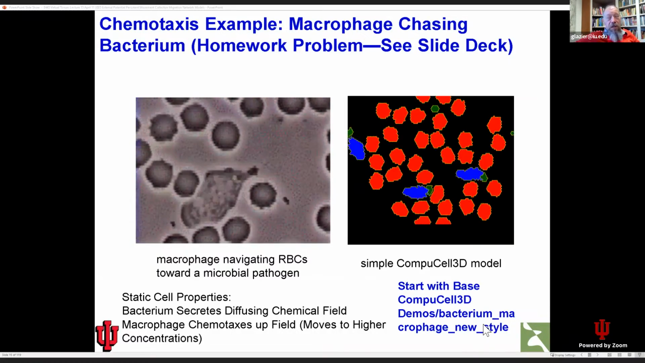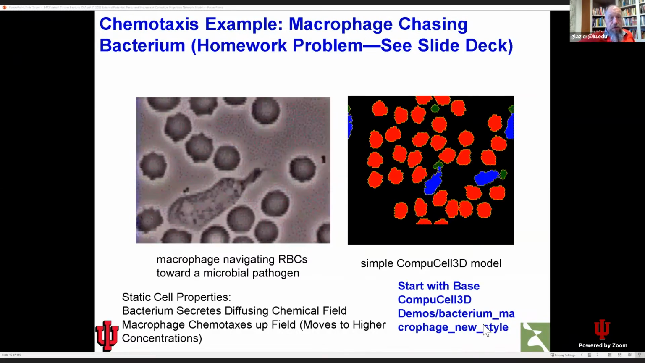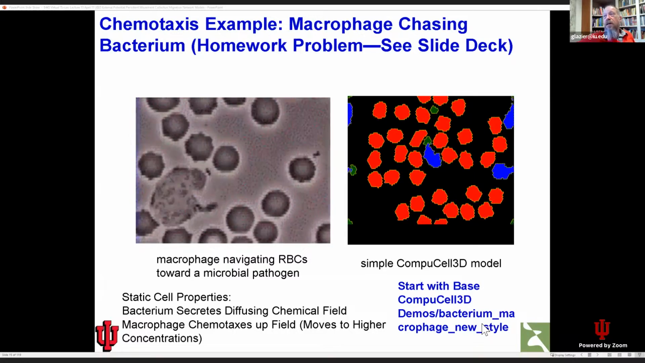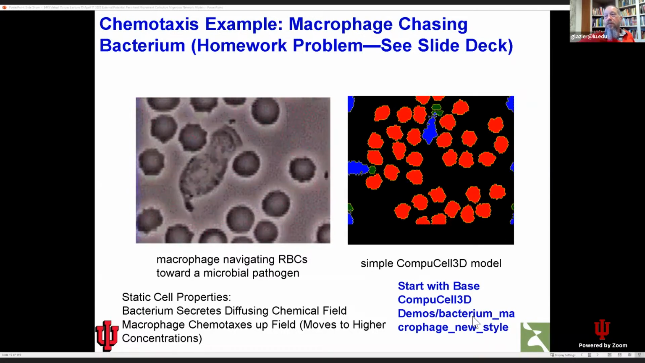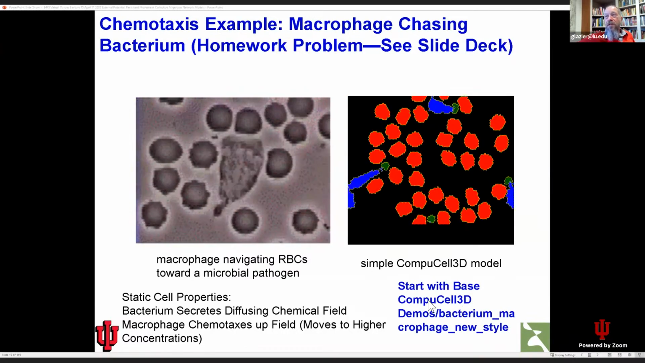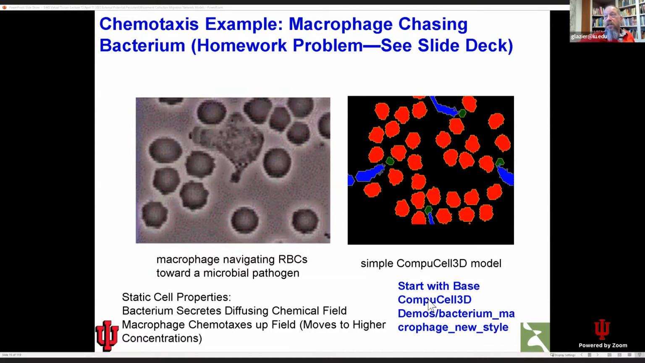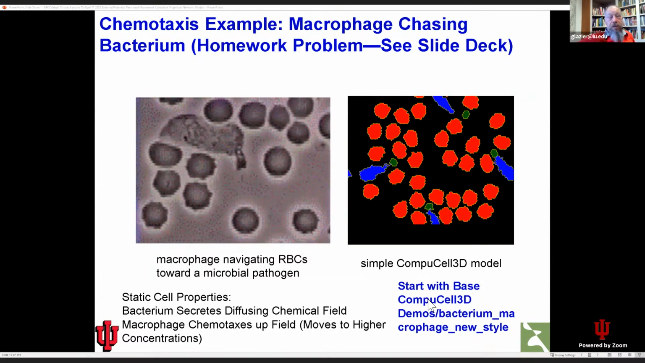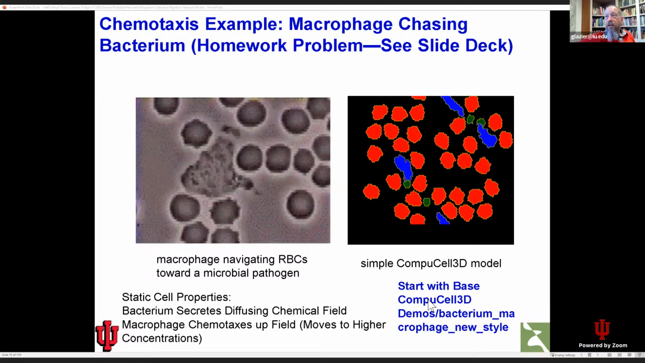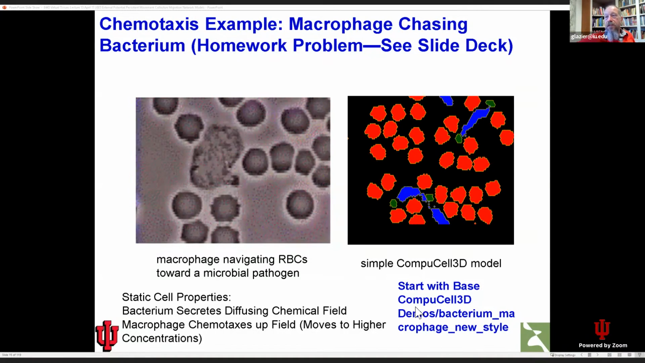The red blood cells are just fixed; they're barriers. They don't respond. Here you see a variety of simulated immune cells in blue chasing bacteria in green around the obstacles provided by the red blood cells.